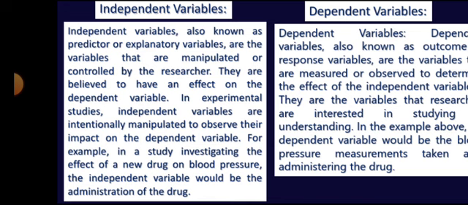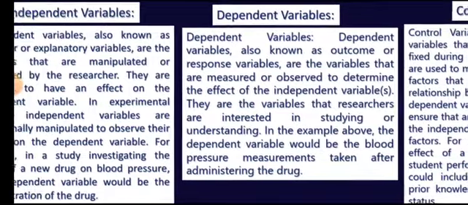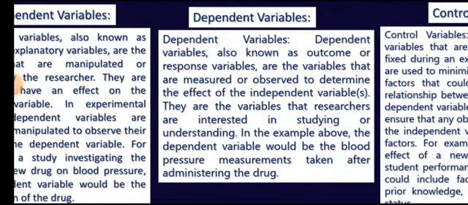Now, the dependent variables are also known as outcome or response variables. They are variables that are measured or observed to determine the effect of the independent variables. They are variables that the researcher is interested in studying or understanding. In the example that we gave before, the dependent variable will be blood pressure, which is what is being measured.